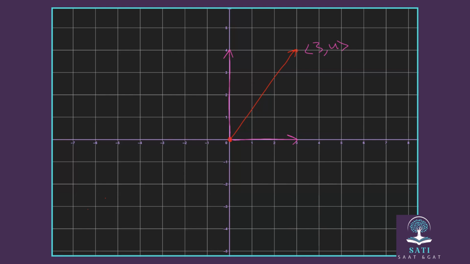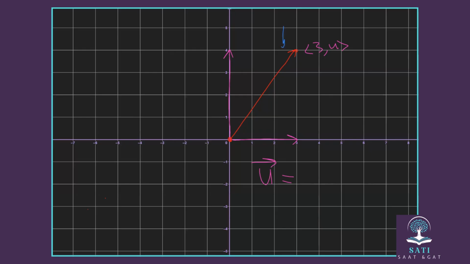Okay, now what is the unit vector? This is now a vector. What is the concept of a unit vector, and how can we find it? Unit vector means, look, how long is this vector now?